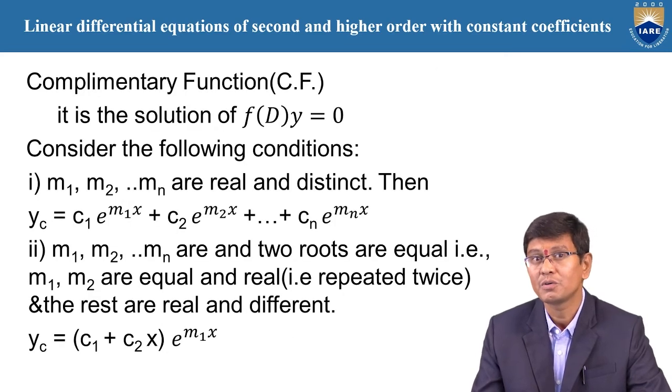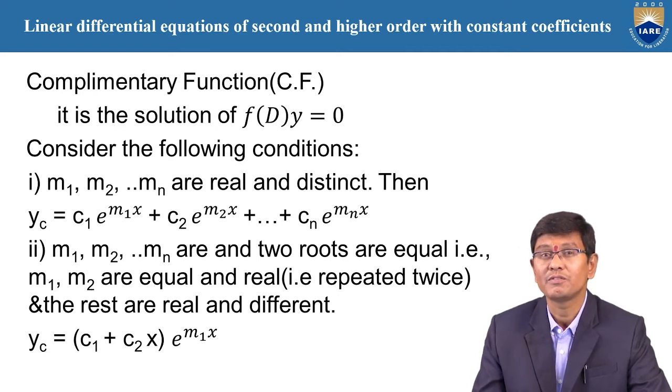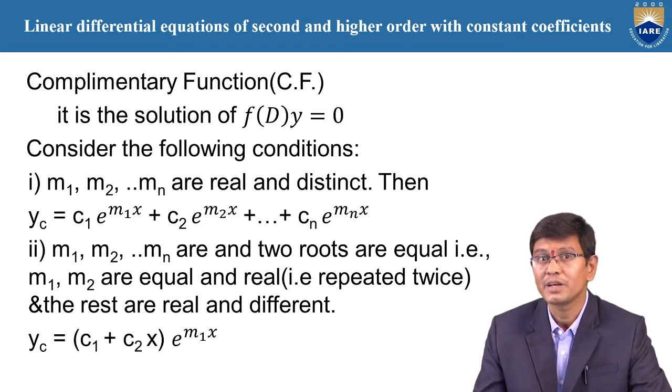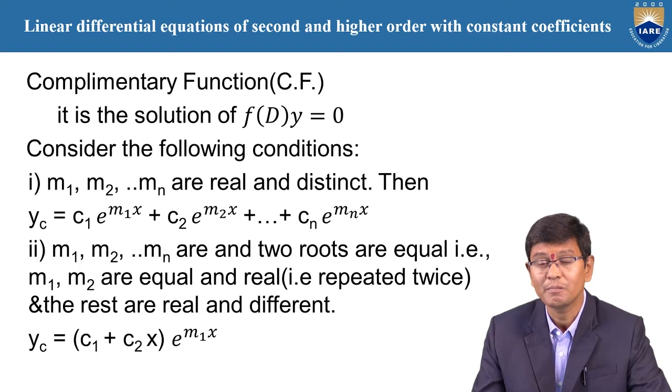Now we need to find the complementary function, that is, the solution methods. To find the complementary function, first we need to write the auxiliary equation. The auxiliary equation is obtained with the help of the m equation, and while solving it, four cases are available. The first case: m1, m2, up to mn are real and different roots. Then we write yc = c1 e^(m1 x) + c2 e^(m2 x) + ... + cn e^(mn x).